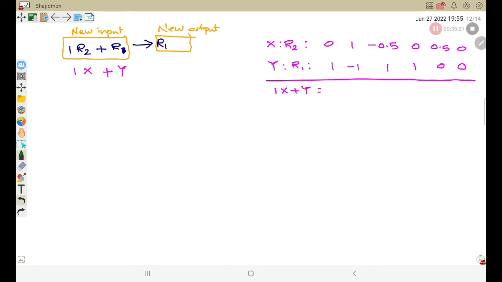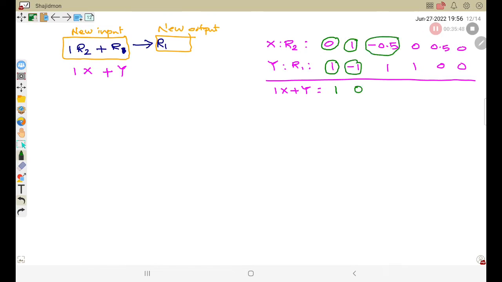So when we are doing this operation in your calculator, you can press the calc button. The calculator will ask what is your x number, 0, y number 1. So you will get the answer here 1, correct? Now again calc 1 and minus 1, you will get 0.